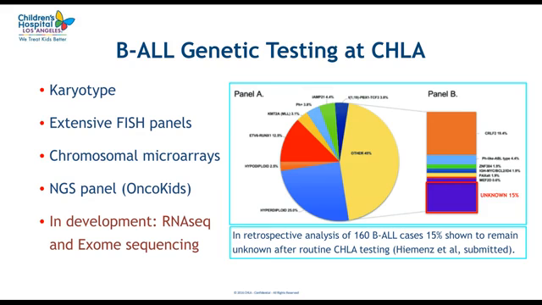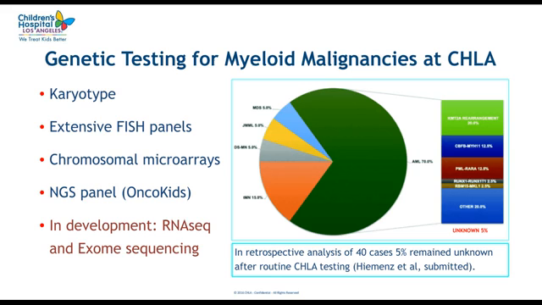However, even when we apply all these testing methodologies, our recent retrospective studies show that in B-ALL cases, we still have 15% of cases where the underlying genetic marker remains unknown. And in AML, we have about 5% of the cases where, with the combination of our current testing methodologies, we still cannot identify the key genetic driver. So that prompted us to continue looking for more comprehensive and novel methods to do our diagnostic testing for leukemias.